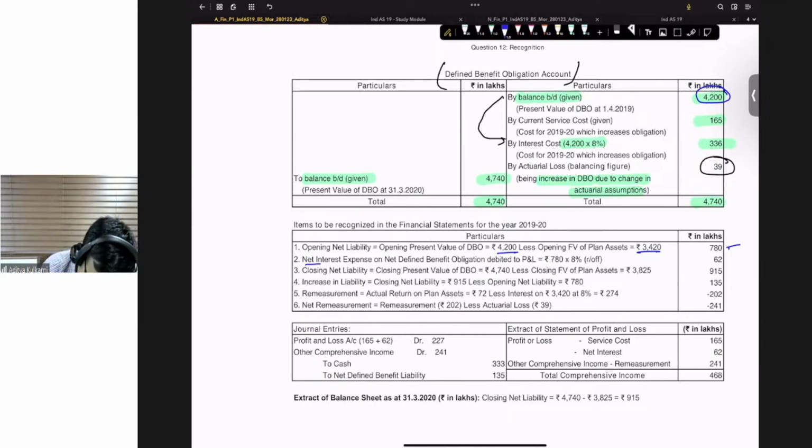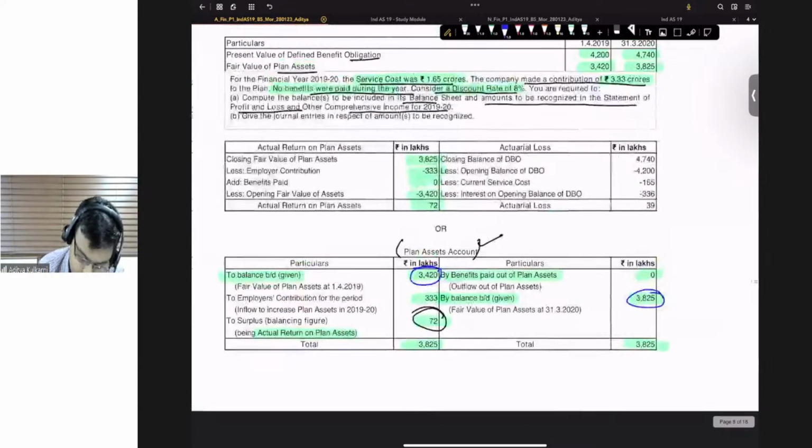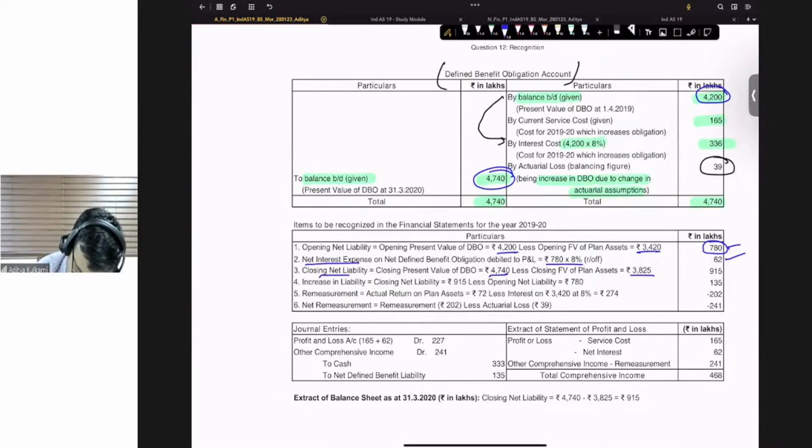What is the net interest expense? See, your net deficit is 780, right? Net deficit is 780. 780 into 8%. Rounding it off, we get 62. So this is the net interest expense. Sir, why expense? Because I have a net obligation. Obligation means my interest will be an expense only. Okay. Closing net liability. Very simple. 4,740 minus 3,825. So 915.